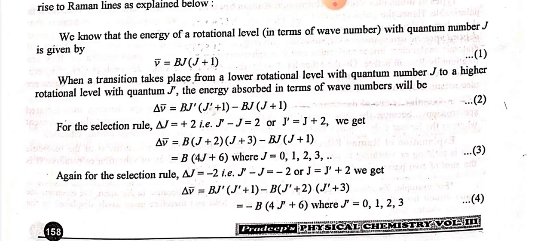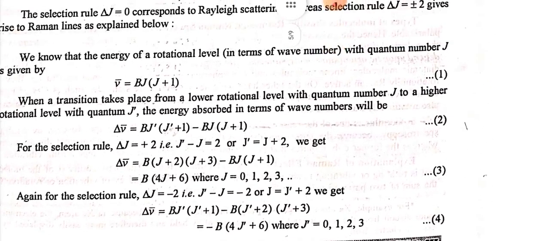Again, for the selection rule delta J equal to minus 2, that is J dash minus J equal to minus 2 or J equal to J dash plus 2, we get delta nu bar equal to B J dash into J dash plus 1 minus B into J dash plus 2 into J dash plus 3, that is equal to minus B into 4 J dash plus 6, where J dash is equal to 0, 1, 2, 3 and so on.